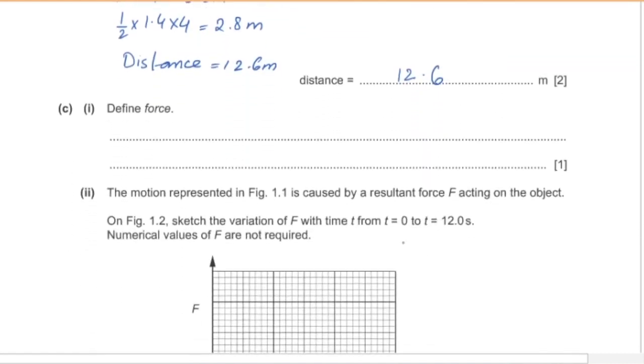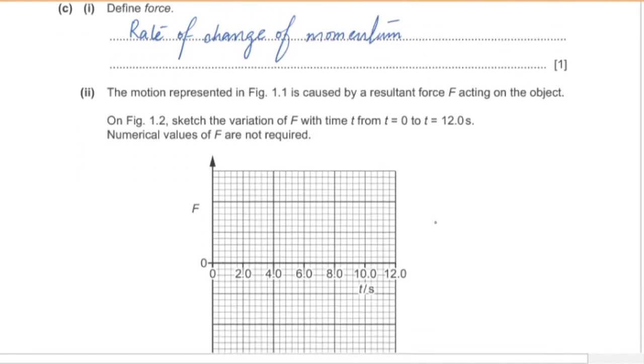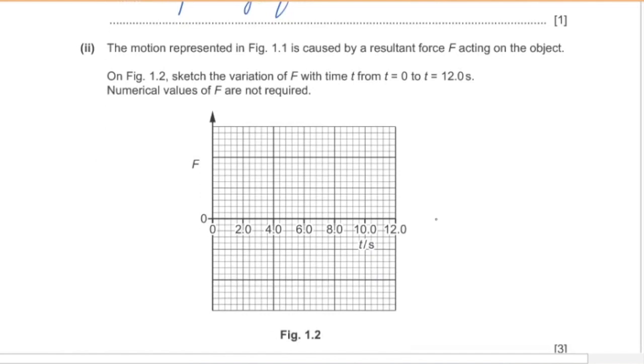Part C1, define force. So force in terms of momentum is rate of change of momentum. Part 2, the motion represented in figure 1.1 is caused by a resultant force F acting on the object. On figure 1.2, sketch the variation of F with time t equal to 0 to t equal to 12 seconds. Numerical values of F are not required.